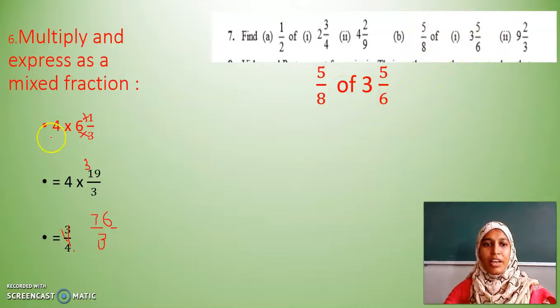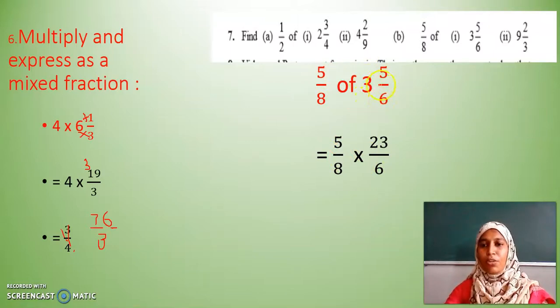Now here we had whole number. Here we are going to have a fraction. A fraction multiplied with another fraction. Again it is very simple, but you should be very careful with this mixed fraction. Is it clear? 5 by 8 written as it is. Of is replaced by into sign. I have to convert this mixed fraction to improper fraction by 3 into 6, 18. 18 plus 5, 23 by 6. Is it clear, my dear children?